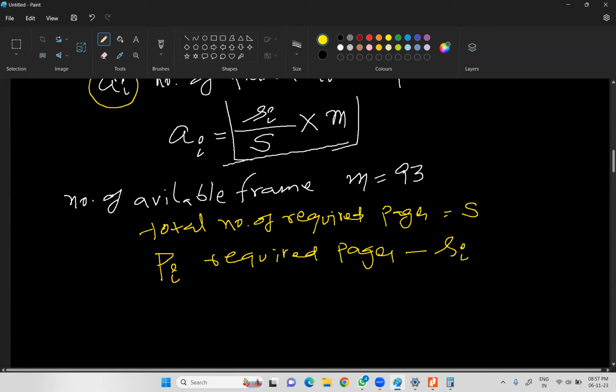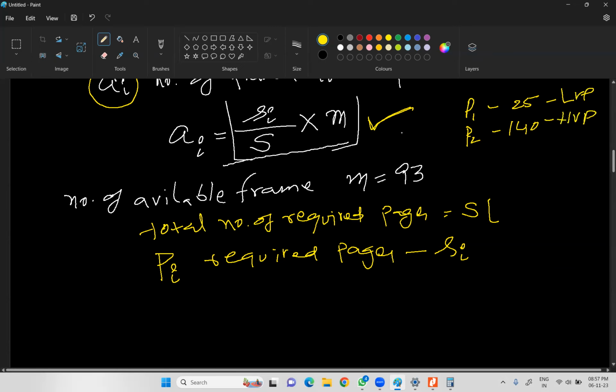Then let us consider how the allocation could be done. Allocation could be done with this particular formula: a_i will be equal to s_i divided by S, into M. Now here, I'd like to consider that there are two processes. Process P1 requires 25 pages, and process P2 requires 140 pages. For example, this is a lightweight process, and this is a heavyweight process.